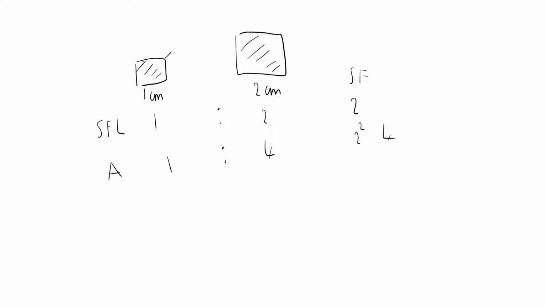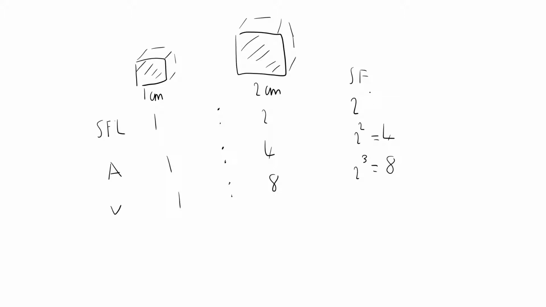Now let's have a look at the volume. So if we make these into cubes, well, a 1 centimetre cube would be 1 times 1 times 1, which would be 1. And the 2 centimetre cube would be 2 times 2 times 2, which is 8. 8 divided by 1 is 8. And that's the same as 2 cubed. 2 cubed is equal to 8.